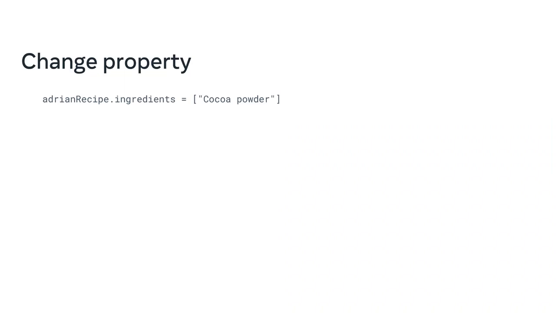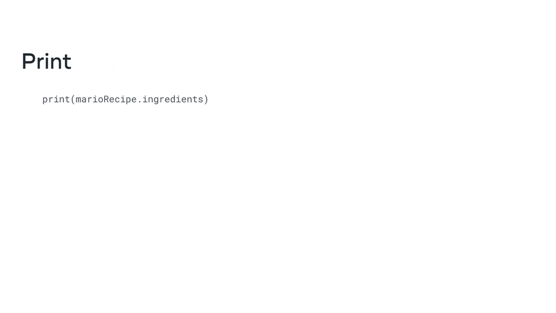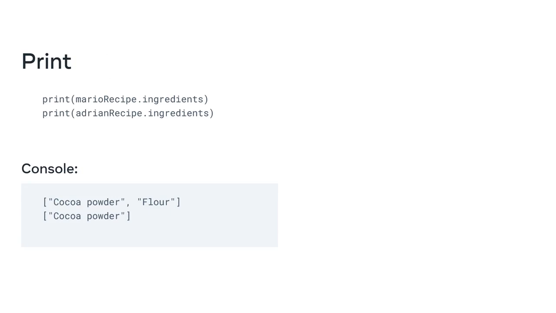Adrian recipe is now another instance of the recipe structure with its own copy of the ingredients. Changing a property in Adrian recipe won't affect Mario recipe. For example, suppose you update the ingredients property of Adrian recipe to only cocoa powder. The ingredient property of Mario recipe will remain as cocoa powder and flour. If you print the ingredients of Mario recipe and Adrian recipe, you'll observe that the console logs cocoa powder and flour for Mario recipe and only cocoa powder for Adrian recipe. The example demonstrates how a value type instance creates a copy of its data.